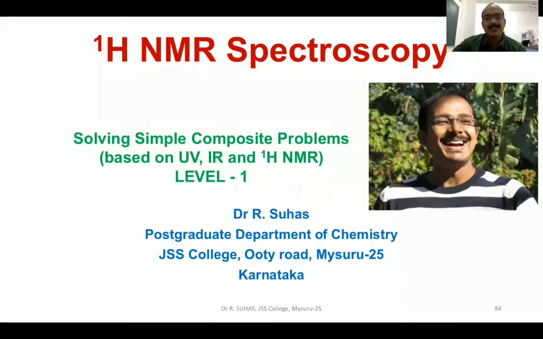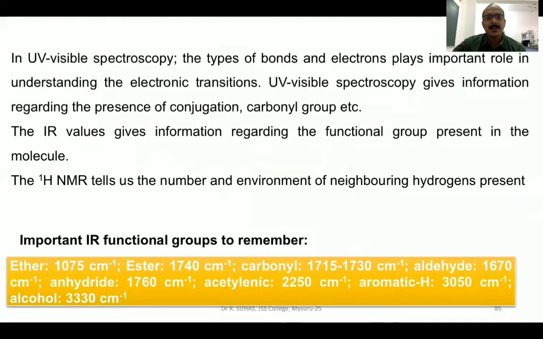By having these three data, we have to arrive at the structure of the compound. By using just UV, it is not possible to detect the structure, or by using just IR, it is not possible to detect the structure of the compound, nor by using 1H NMR. When you club these three, you can definitely arrive at the structure of the compound. We shall see how it can be done.